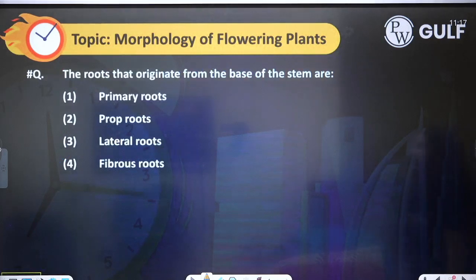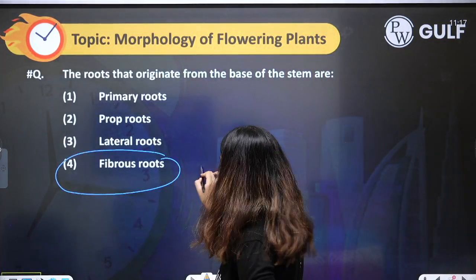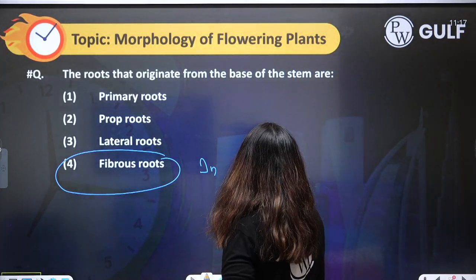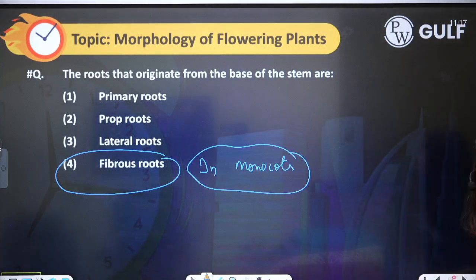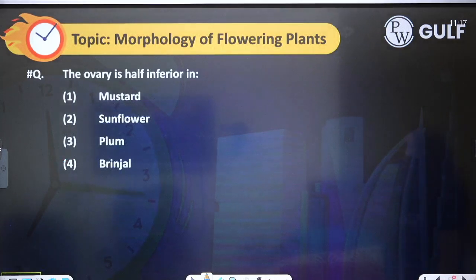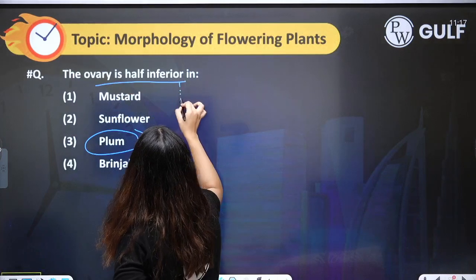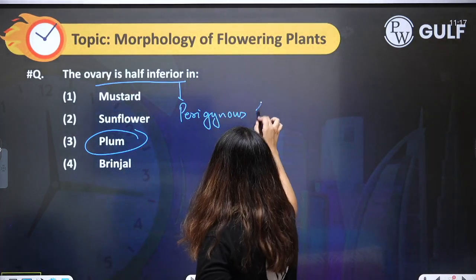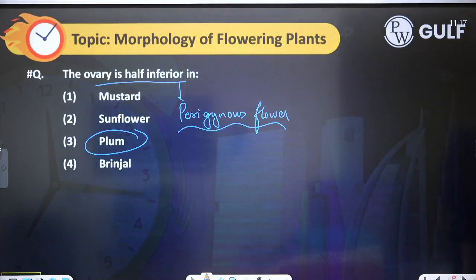Next, the roots that originate from the base of stem are known as fibrous roots, because the primary root is short-lived. These fibrous roots are found in monocots. The ovary is half inferior in plum. When the ovary is half inferior, the flower is known as perigynous.